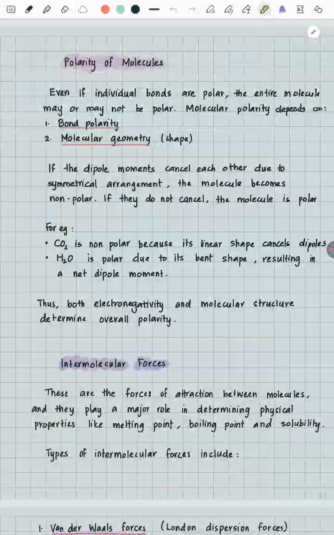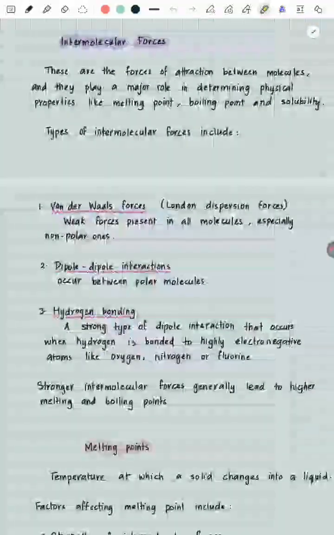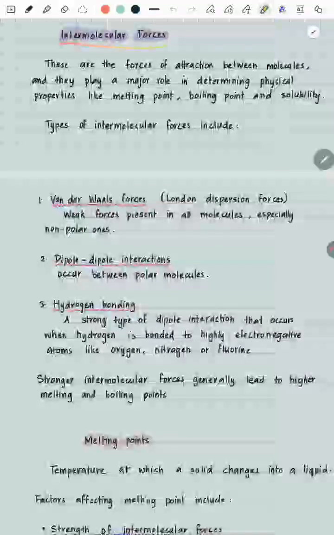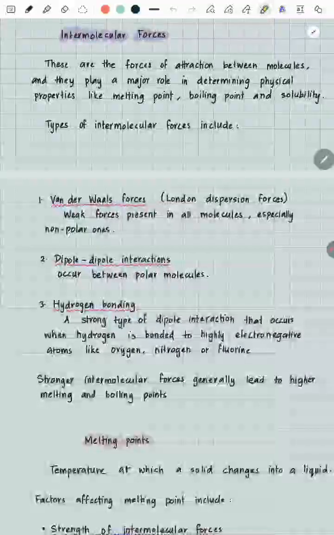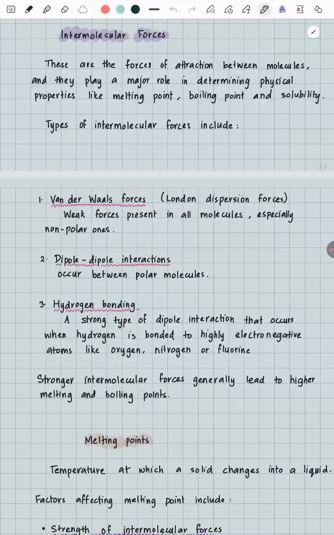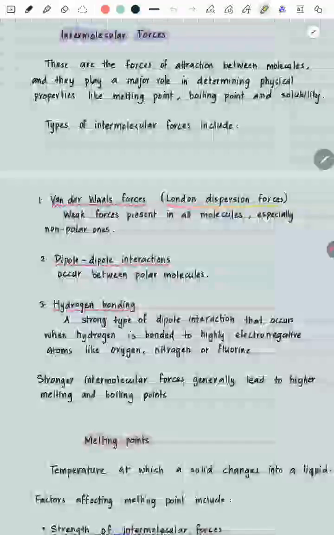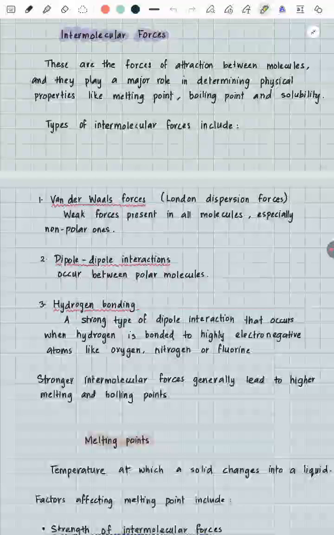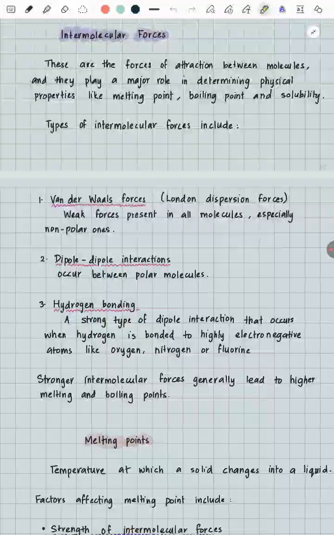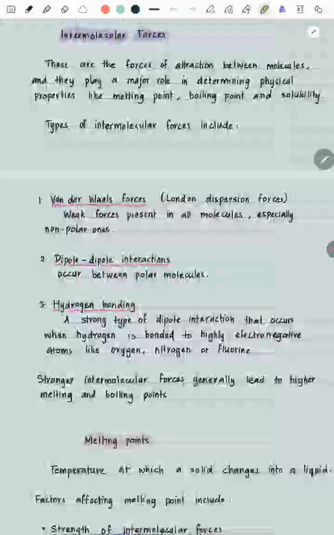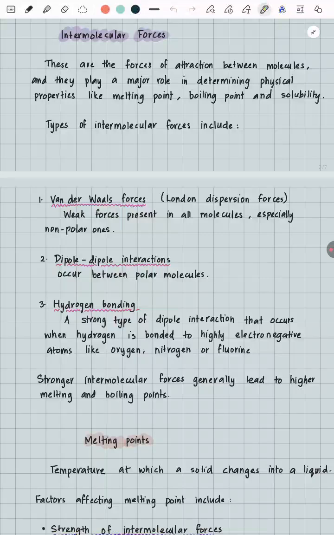Next, let us understand the intermolecular forces. These are the forces of attraction between the molecules and they play a very important role in determining the physical properties. The weakest of these are London dispersion forces, which are present in all molecules, especially in non-polar ones. Then we have dipole-dipole interactions, which occur between the polar molecules. The strongest among these common forces is hydrogen bonding, which occurs when hydrogen is bonded to highly electronegative atoms like oxygen or nitrogen. The strength of these intermolecular forces directly affects how molecules behave in different states of matter.